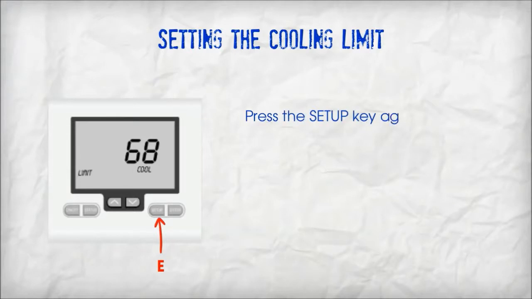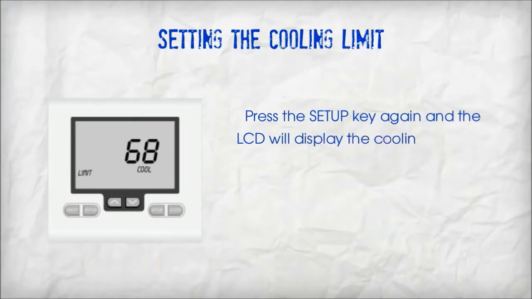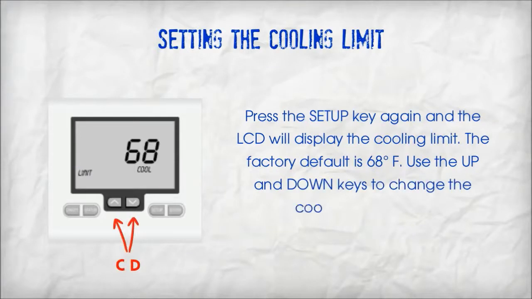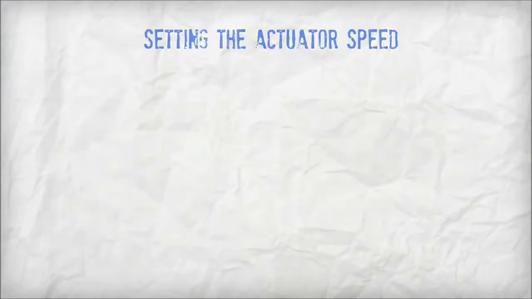Setting the cooling limit. Press the setup key again and the LCD will display the cooling limit. The factory default is 68 degrees Fahrenheit. Use the up and down keys to change the cooling limit setting. It is strongly recommended this setting not fall below the factory default.